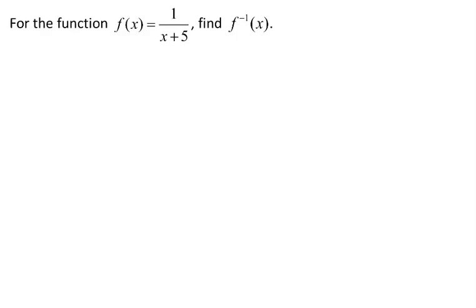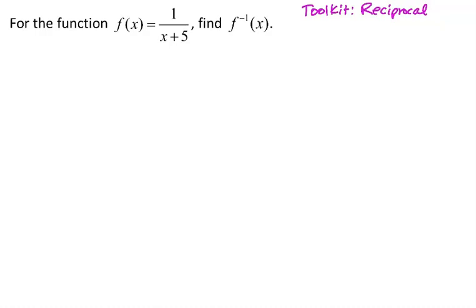For the given function, let's look at how we can find the inverse function. The first thing that we want to check is that the given function is a one-to-one function, meaning that the inverse does exist. So if we think about our function f of x equals 1 over x plus 5, this is related to our toolkit function that we called the reciprocal function.